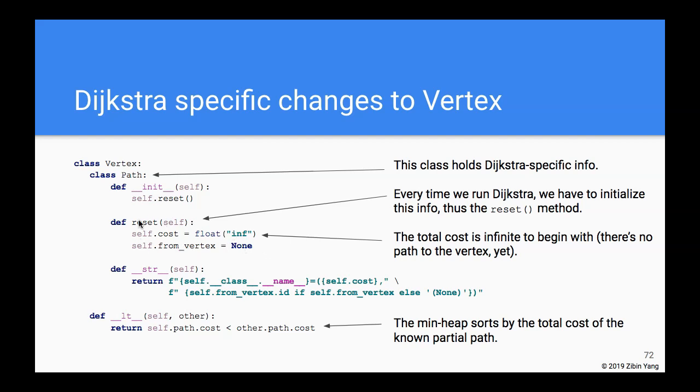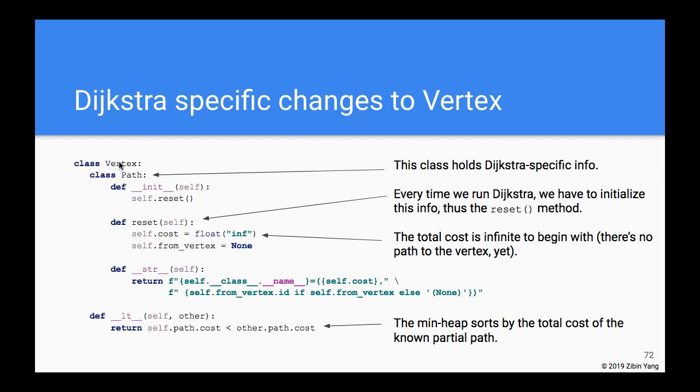Now I put this inside a reset method, and that is because every time we want to run Dijkstra, we want to reset this information right at the beginning. Otherwise, because this information lives with the vertex, and the vertex persists in the graph, if we don't reset it, then if Dijkstra is run a second or third time, things could go really wrong. Okay, and that's really that.